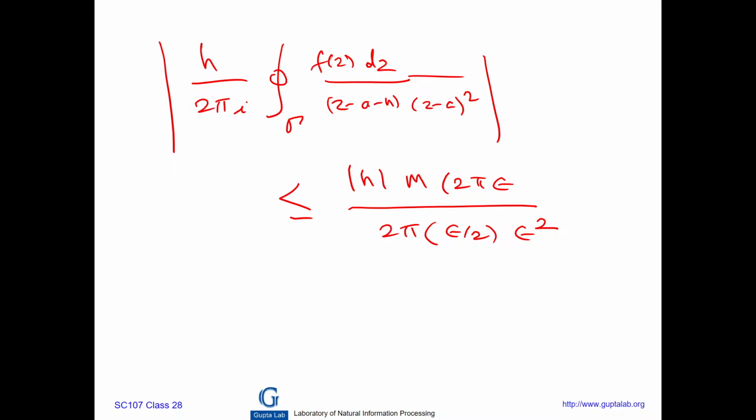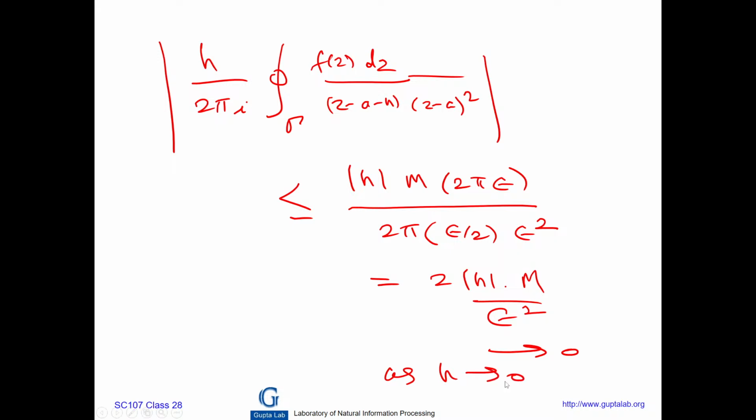Right. So you are left with this whole overall thing being 2 times mod h into M divided by epsilon square. Now this goes to 0 as h tends towards 0. This is what we had to show. As h tends towards 0, the whole thing should go to 0. So that is done. So we have the formula.